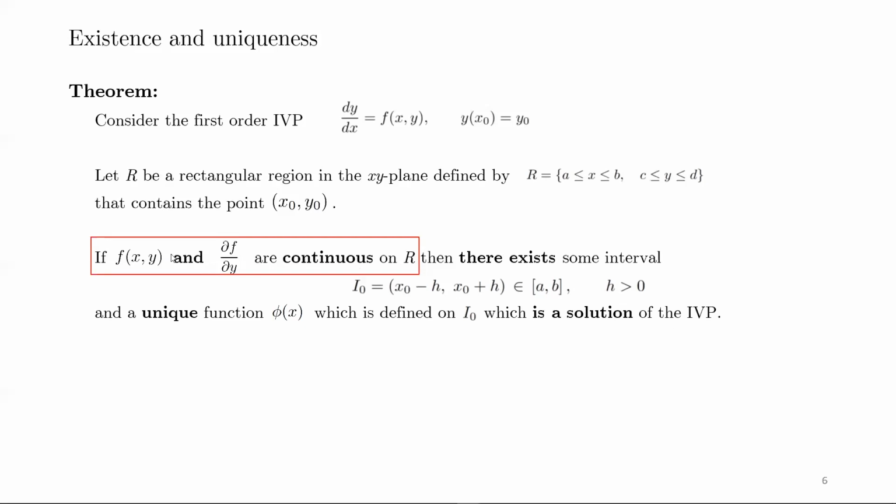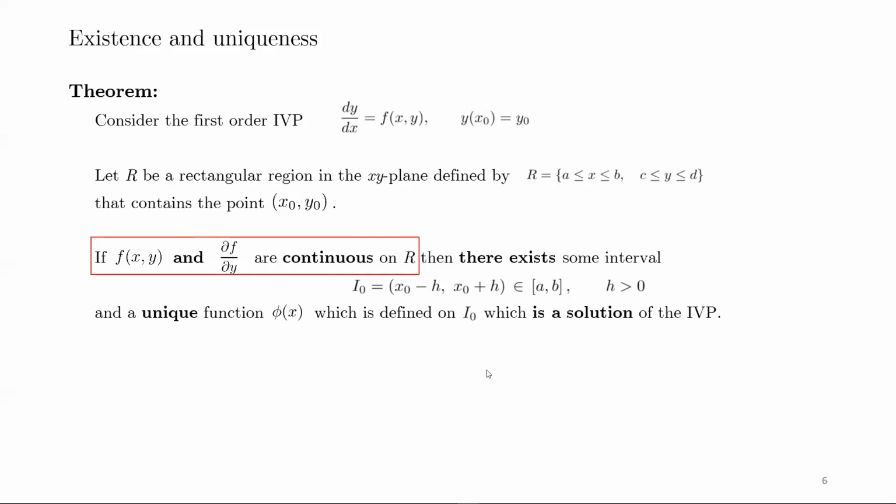So in other words, if the function on this right hand side of the differential equation is continuous and its derivative with respect to the dependent variable, in this case y, is also continuous on some rectangular region, then we're saying that this initial value problem has a unique solution. So there exists a unique solution on some interval. Okay, so this is quite a powerful theorem.